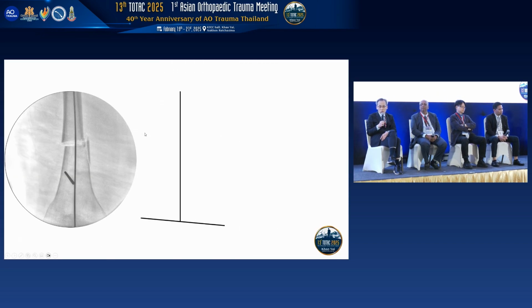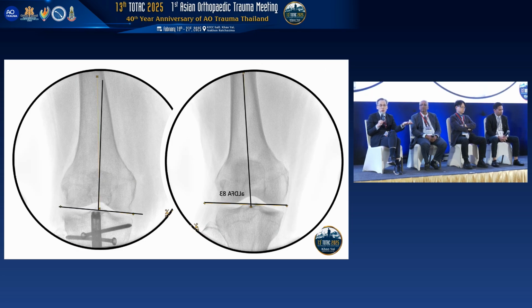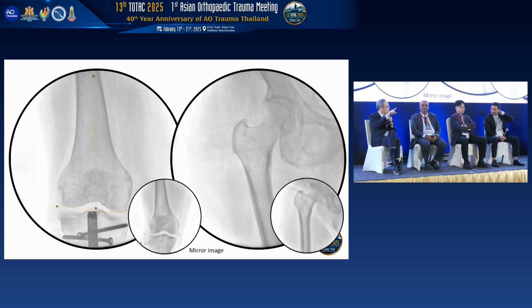I mean before the operation. Do you check the rotational control? How do you know that the AP? Our textbook says that the lesser trochanter shape is a good guideline, but you should read the recent paper in JBJS. 1 millimeter change is about 30 degrees of a rotational change.